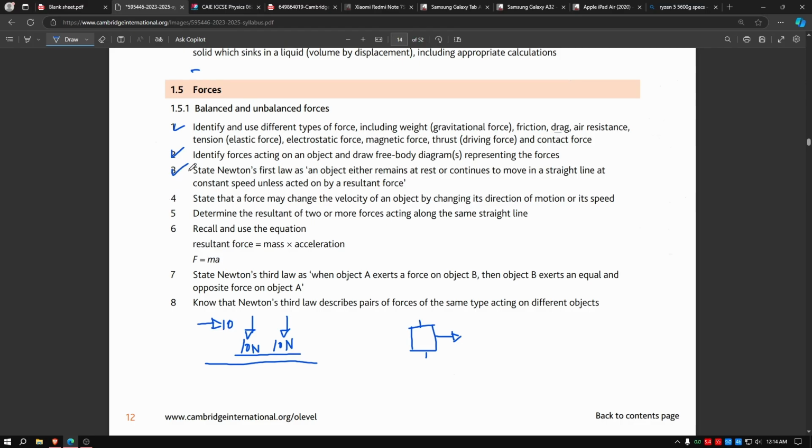So point 4: state that a force may change the velocity of an object by changing its direction of motion or its speed. Okay, state that a force may change the velocity.